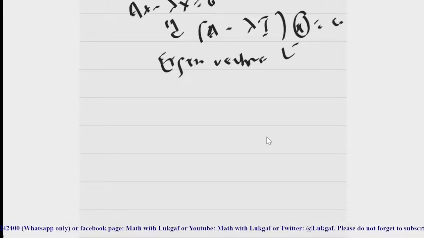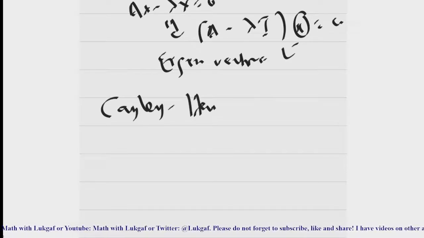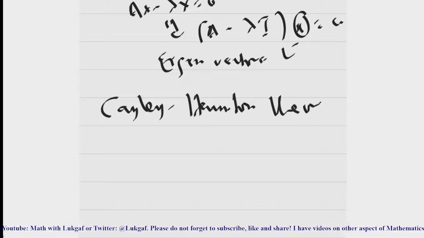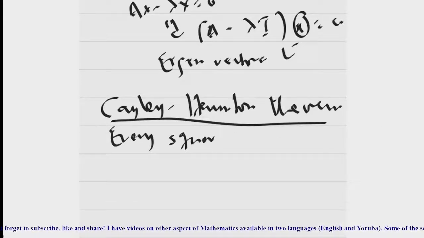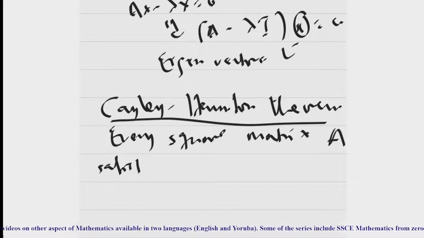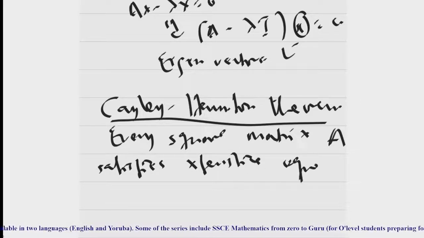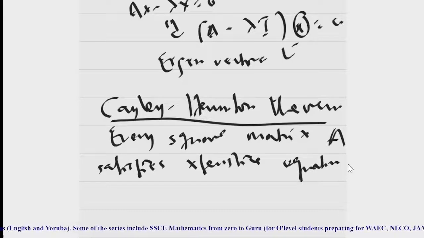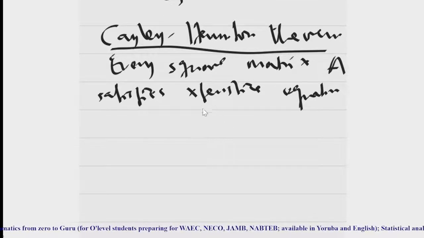But before I proceed, don't forget when I stated the Cayley-Hamilton theorem, I said the Cayley-Hamilton theorem states that every square matrix A satisfies its characteristic equation. So at the end of the day, when you have your characteristic equation, it will be in terms of lambda. Maybe you have something of this nature.